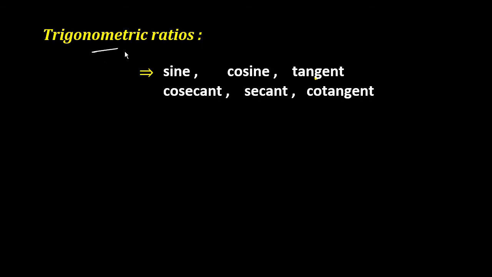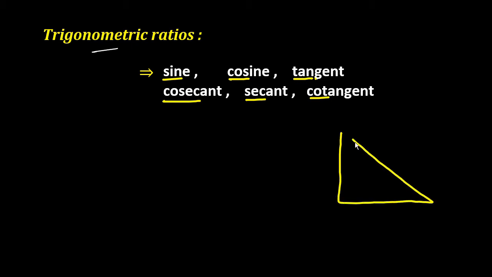Next, trigonometric ratios. There are 6 trigonometric ratios, and these are those 6: sine, cosine, tangent, cotangent, secant, cosecant. They are written in their short forms like sin, cos, tan, cot, sec, and cosec. Now what is a trigonometric ratio first of all? Trigonometric ratio is ratio of sides of a right triangle or right angle triangle.